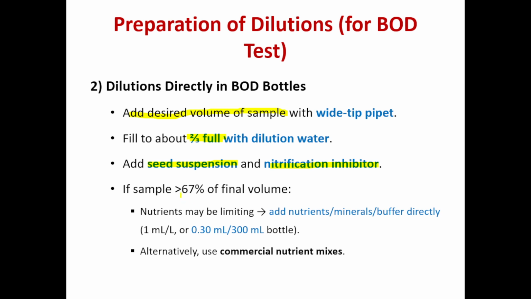If the sample is more than 67% of final volume, then nutrients may be limiting. We add nutrients, mineral and buffer directly, that is 1 ml per liter or 0.30 ml per 300 ml bottle. Alternatively, we can also use commercially available nutrients.